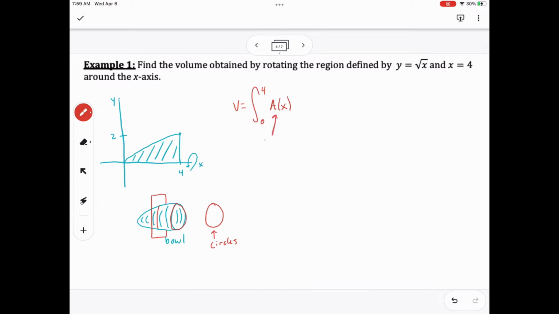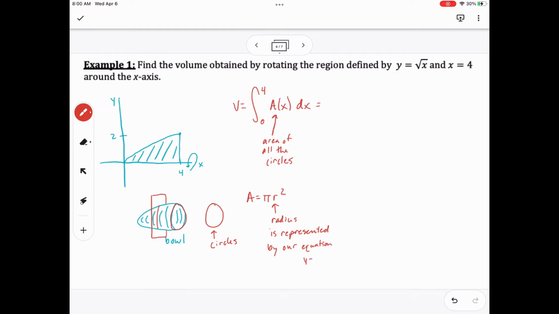And then from here, I want to define what my area is. And so I know that since it's a circle, it's going to be pi r squared. I need to figure out what r is for these. Because we're using the outside value of the edge of the bowl, which is square root of x, that'll be our actual radius. So the function that we're given is going to help us get the radius.